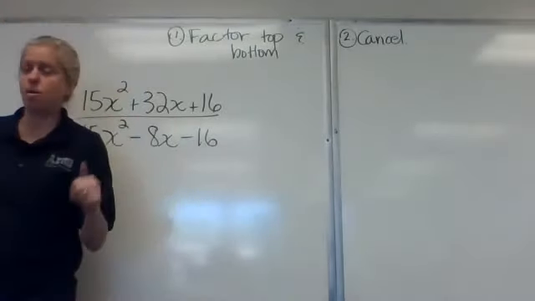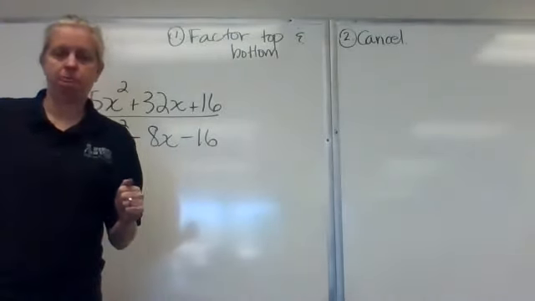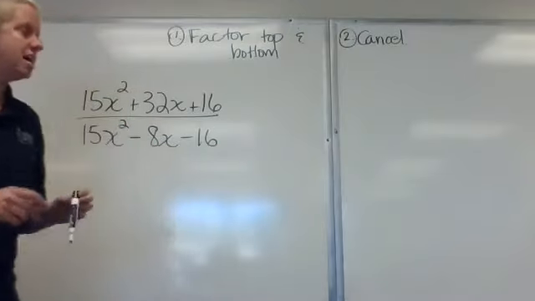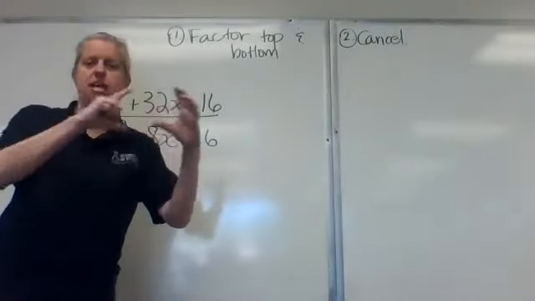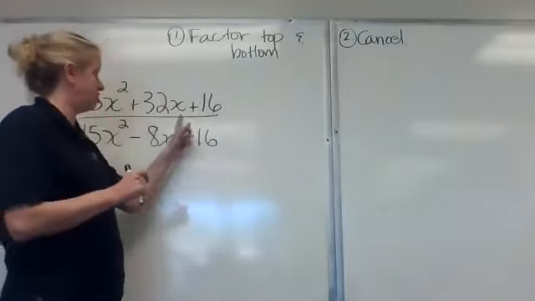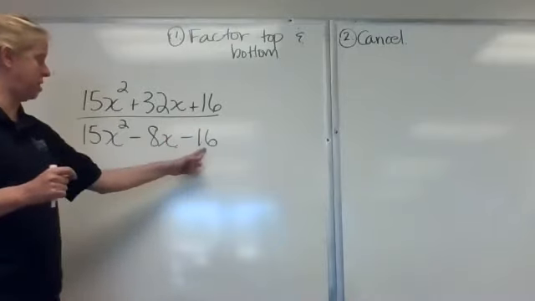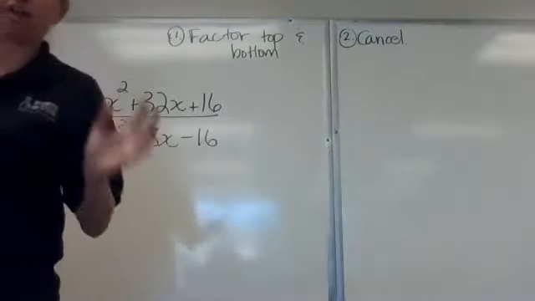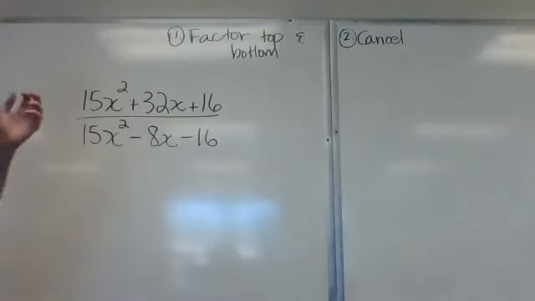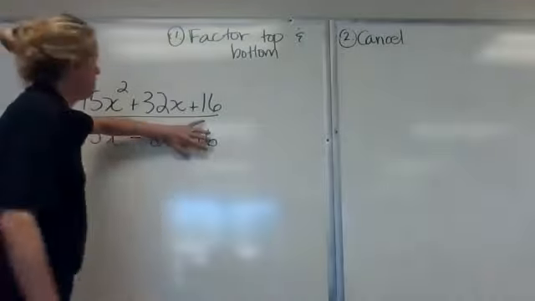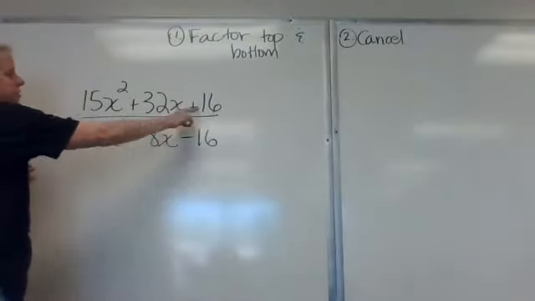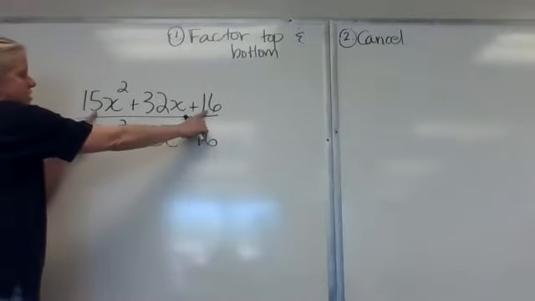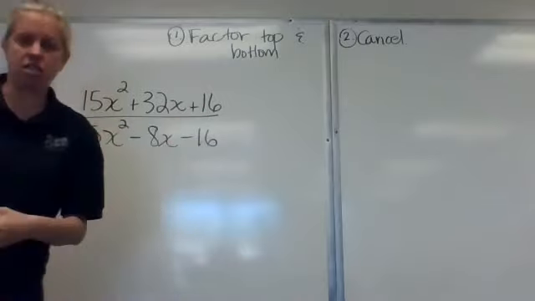Now remember, you can't just go in and start canceling here. You have to do the factoring part first because you can only cancel things that are multiplied together. If there's a plus or a minus separating you from another term, that means you are not a factor and you can't cancel. So let's just ignore the bottom right now and look at the top. I'll look for something in common, but I have 15 and 16. There's not anything besides a 1 that's going to go into both of those.